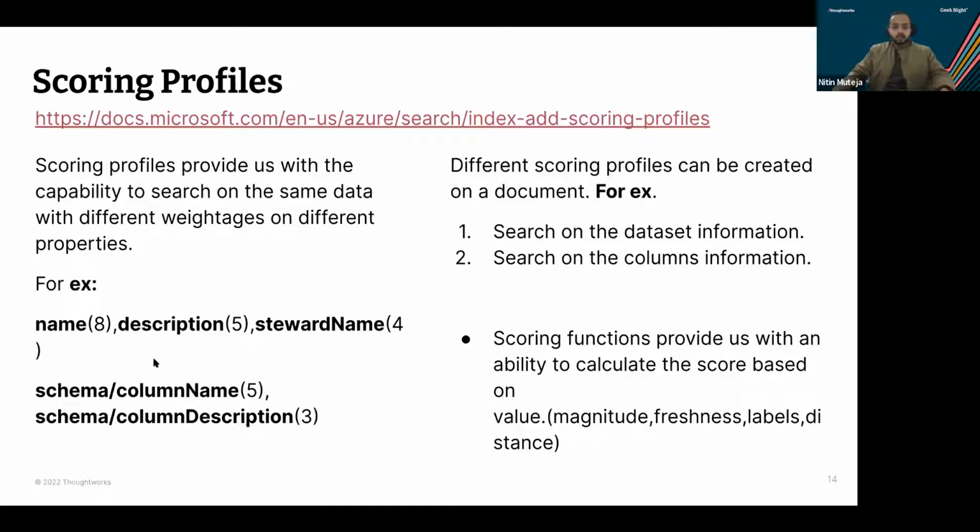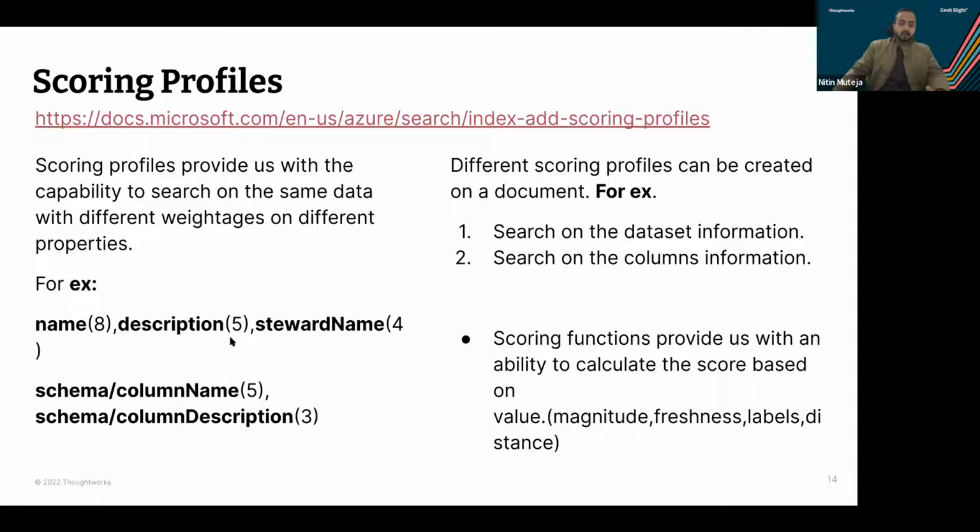Nested properties have to be given weightage in the form of the parent object followed by the child object. So if you have a schema under a data set, and the schema has a column name, then schema slash column name has to be given the weightage, not the parent object.